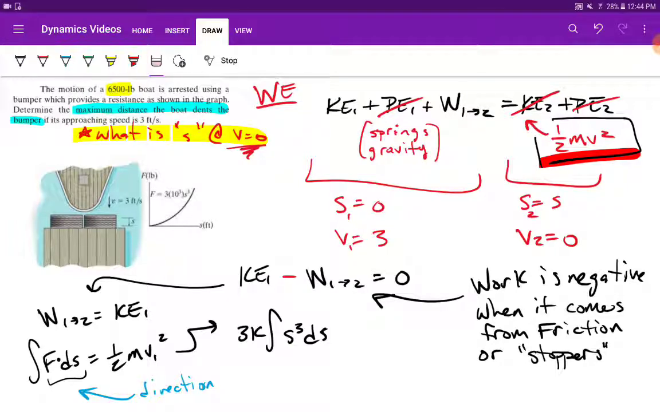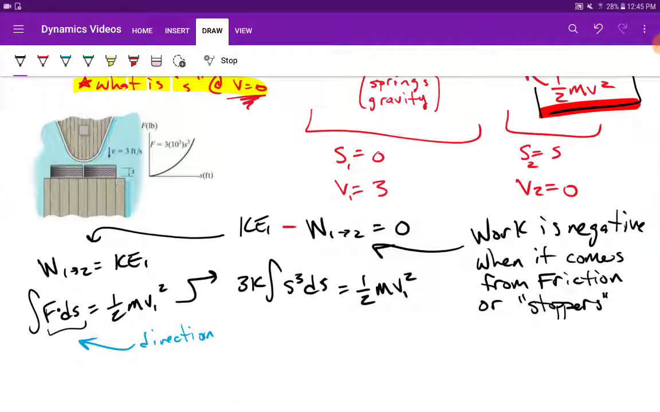Okay. The dot just means you have to use a cosine if they're not at the same angle, and that'll make more sense as we do more problems. So we have that on the left side has to equal 1/2, and I put my mv squared on the right side. All right, cool. And from here, if I take my integral, it's going to give me 3k at first, and then my integral gives me s to the 4th power, and I divide it by 4. It's got to be equal to 1/2 mv1 squared.